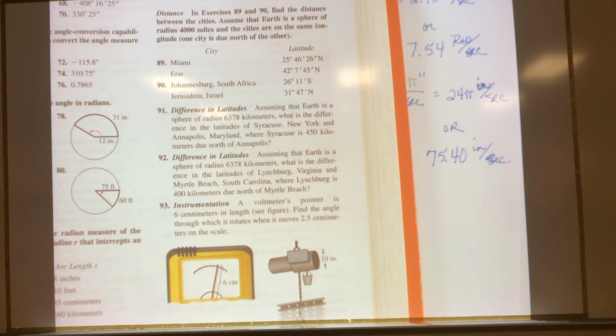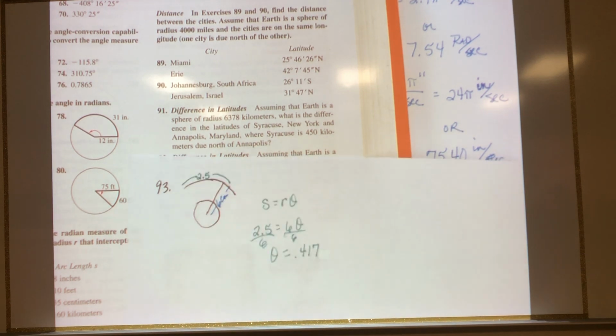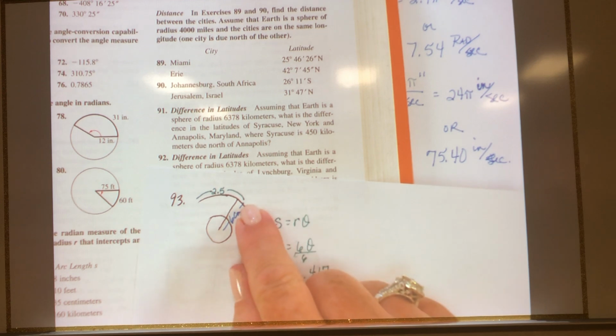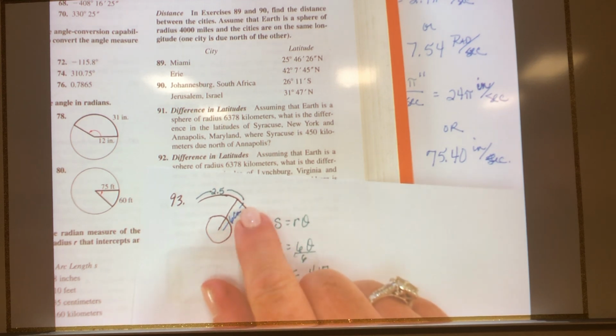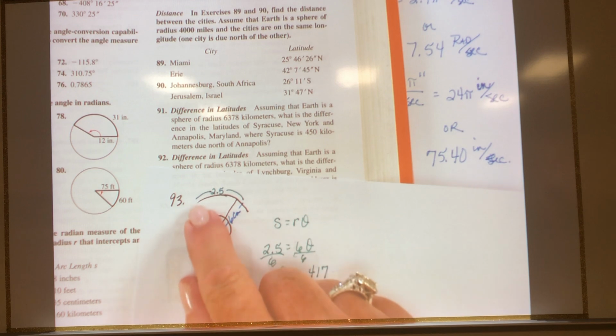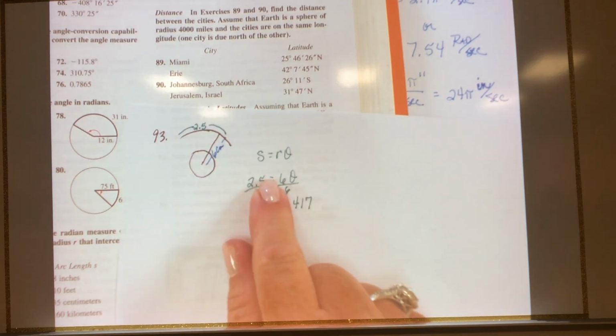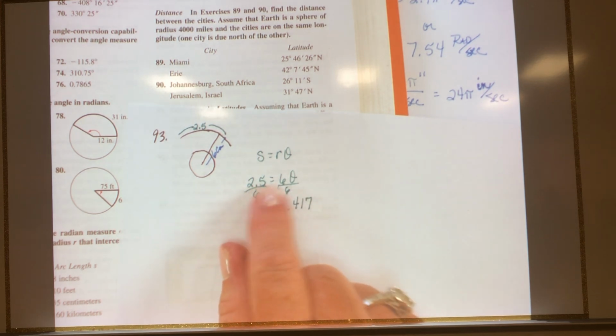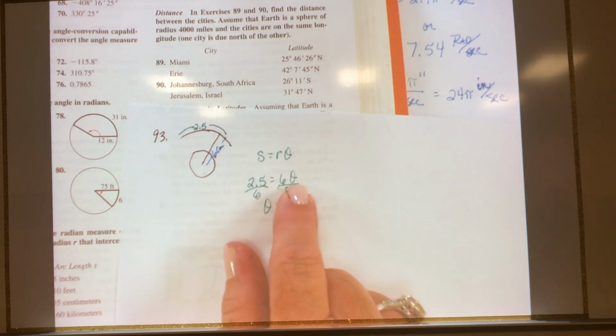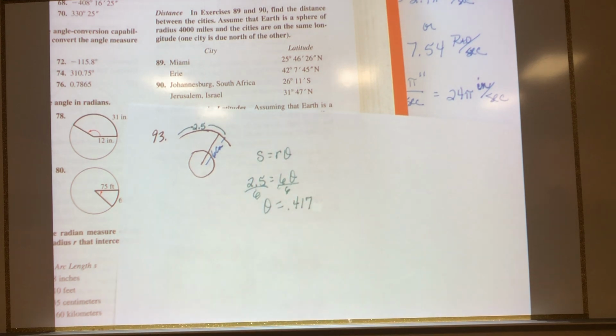Did y'all get it? When it says it moves 2.5 centimeters on the scale, do you know what that's called? That's your arc length. Look, here's my picture. Do you see my picture? Okay, so there's my radius. All right, there's my radius, and it moved 2.5 centimeters, so that would be my arc length. So I'm looking for the angle, so I put arc length is equal to radius times theta. I divide it by 6.